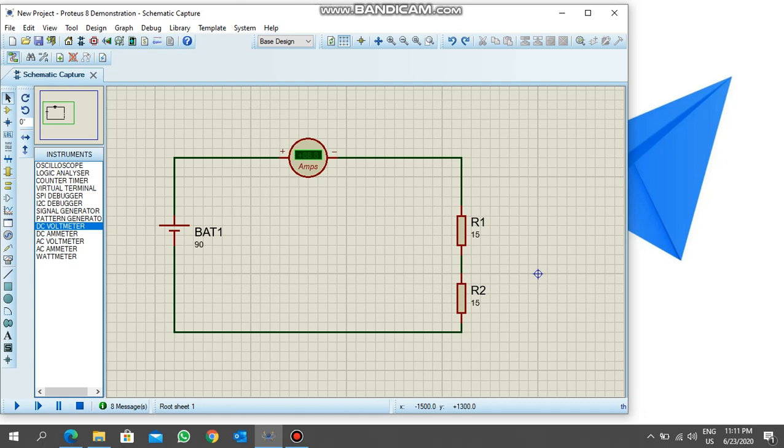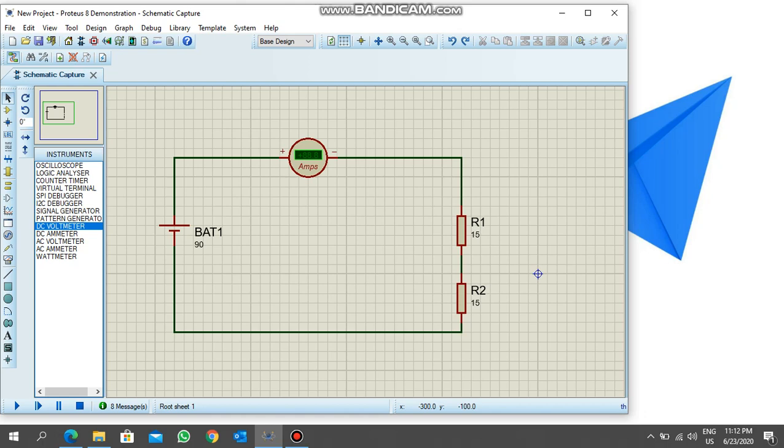This is the circuit we did for finding the current. In this circuit there is a battery of 90 volts and two resistances of 15 ohms each. They are connected in series, and we find their current by running the simulation or from Ohm's law, the formula V equals IR.